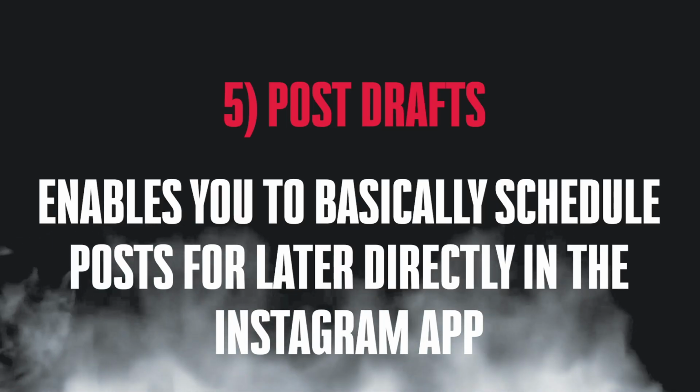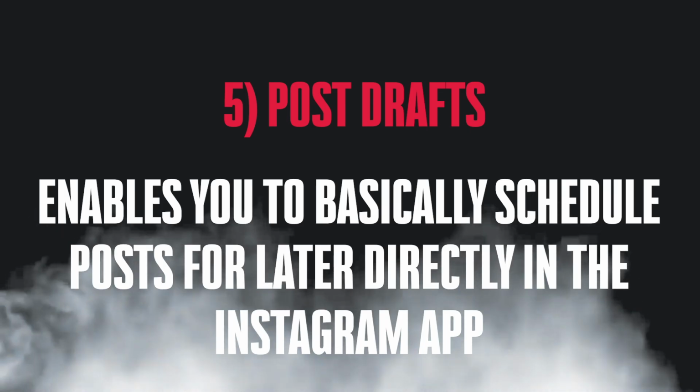The fifth hidden feature is post drafts. You can basically schedule your content on the Instagram app, and when you're ready you can just simply open the post draft and publish it. It saves you so much time because you can enter your caption, your locations, your hashtags, your content itself, and when the time hits you can only hit one button and the post will appear in your feed.